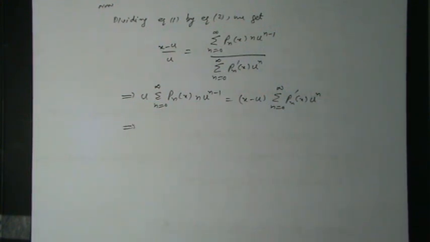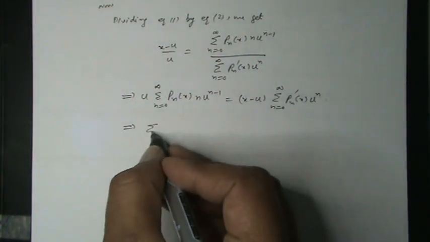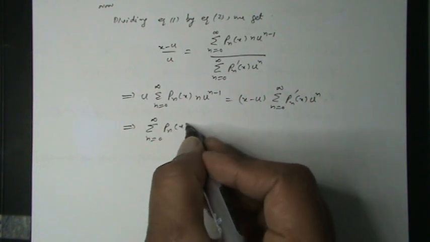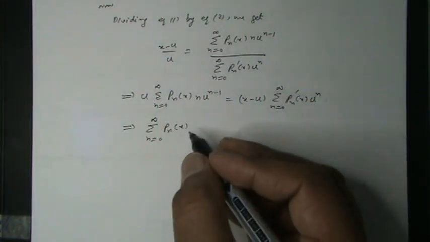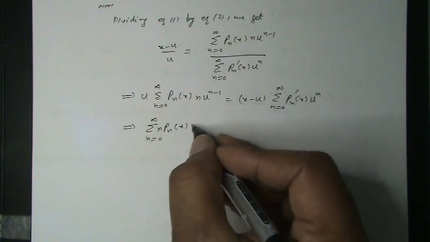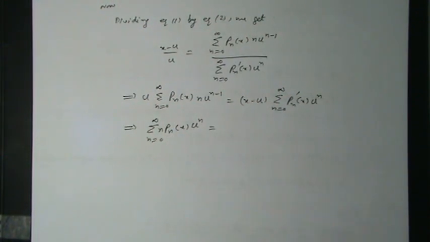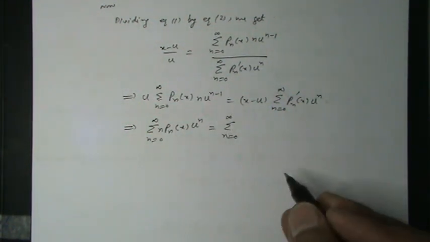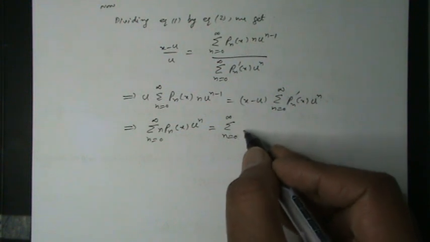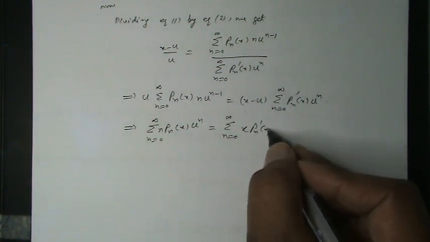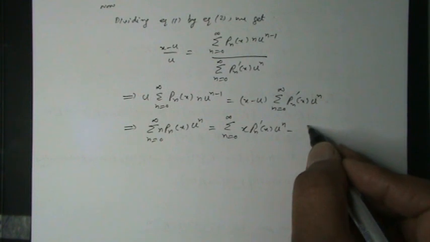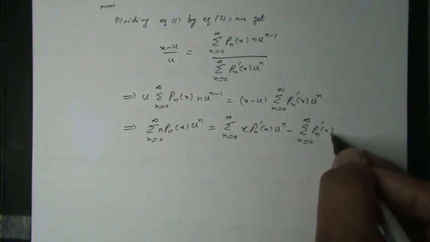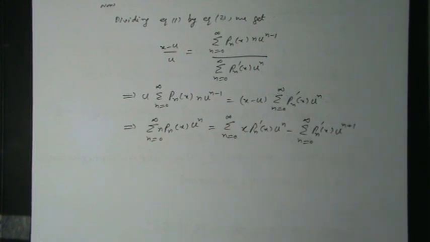This can be written as sigma n from 0 to infinity n Pn(x) u^n. This is equal to sigma n from 0 to infinity x Pn dash (x) u^n minus sigma n from 0 to infinity Pn dash (x) u^(n plus 1).